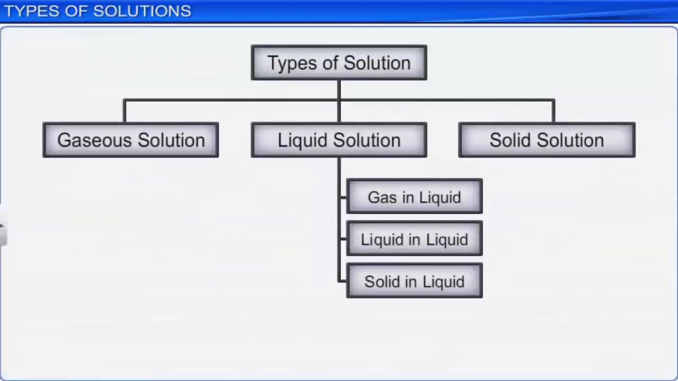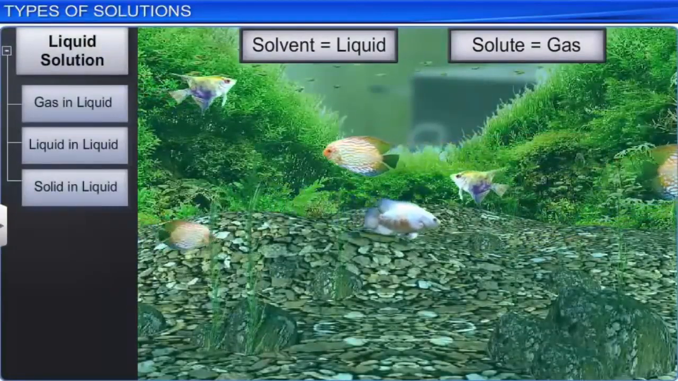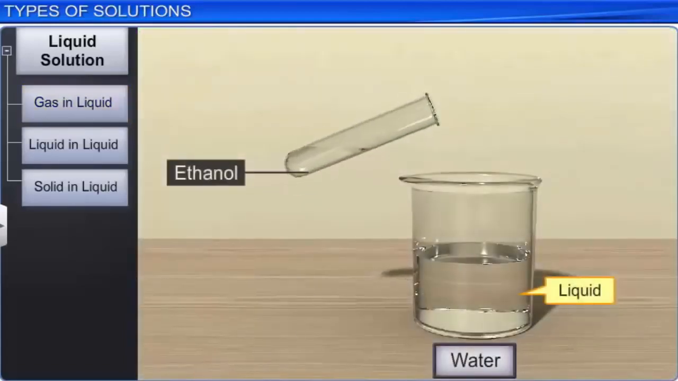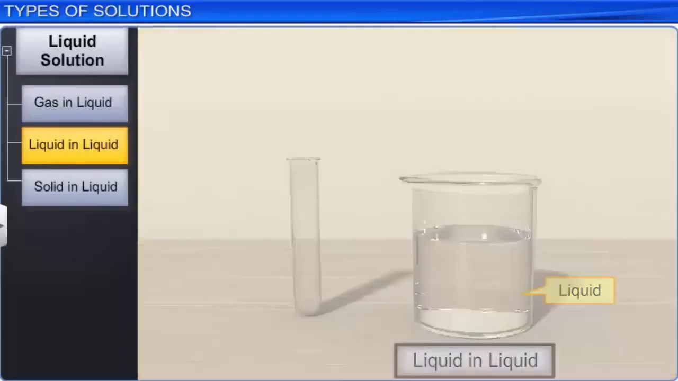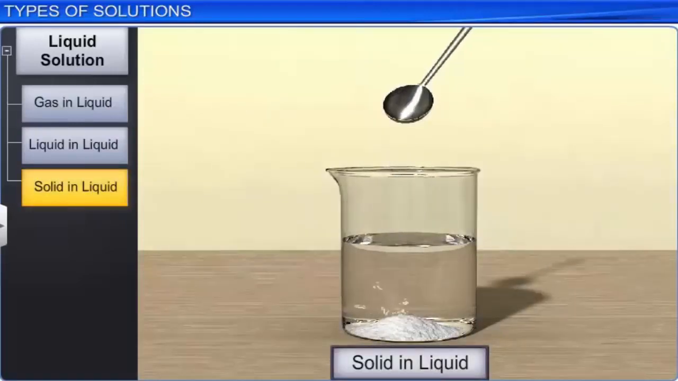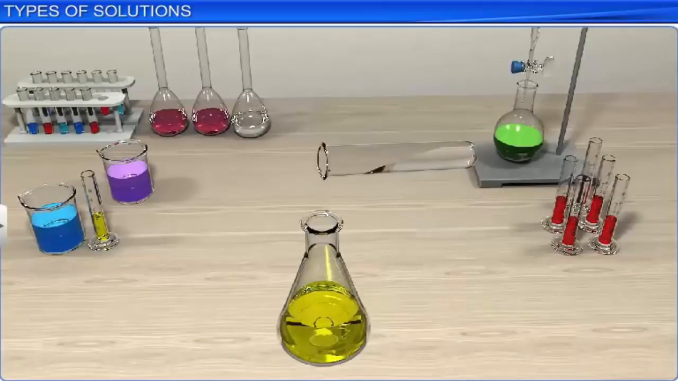A solution in which a liquid is the solvent and a gas, a liquid or a solid is the solute is called a liquid solution. Oxygen dissolved in water is an example of gas in liquid type of solution. Ethanol dissolved in water is an example of liquid in liquid type of solution, while glucose dissolved in water is an example of solid in liquid type of solution. These liquid solutions occupy a special place in chemistry, as most chemical reactions take place in solution phase.